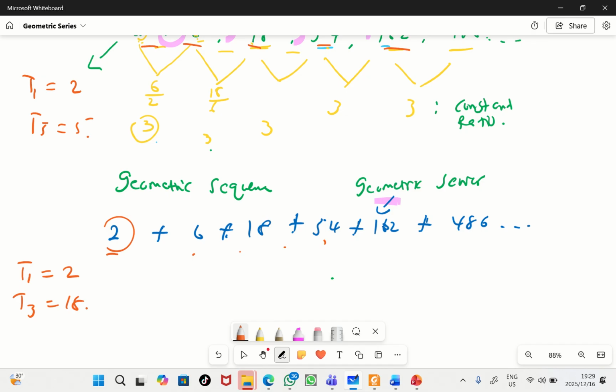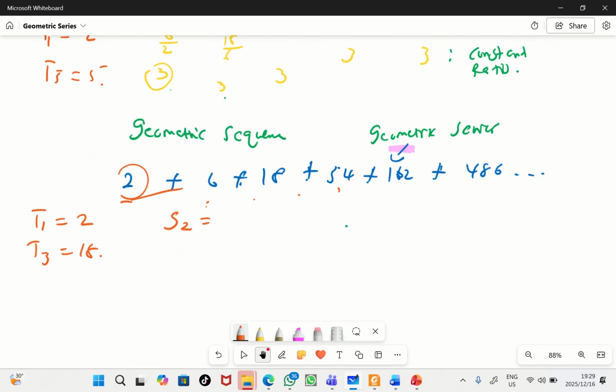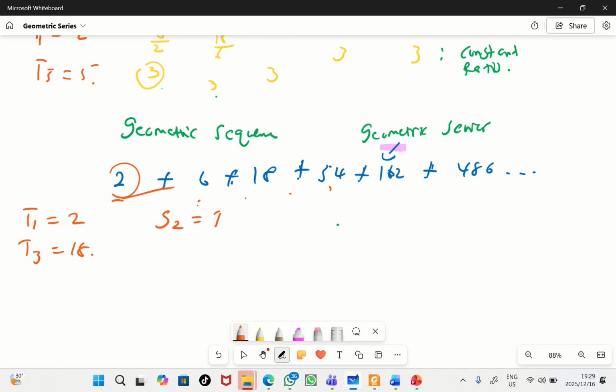Now, what about S2? S2 is the sum of the first two terms of either the series or sequence. Even if they give you this or that, S2 just means you're adding the first two members, T1 plus T2. S3 would just mean T1 plus T2 plus T3.